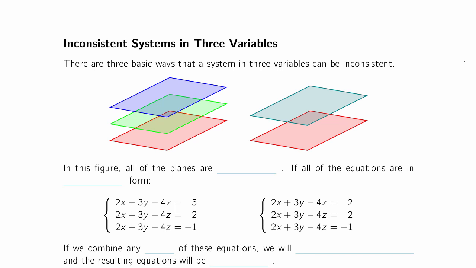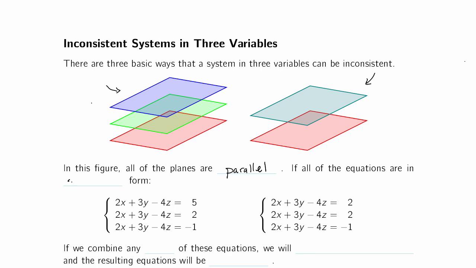So there are three basic ways we can get an inconsistent system in three variables. These first two are basically the same, so I'm going to discuss them together. In this figure, we have three parallel planes. And in this figure, we only have two parallel planes, which means that one of the equations must describe the same plane as another one of our equations. Either way, all the planes we have are parallel.